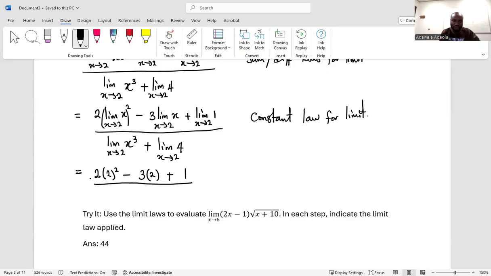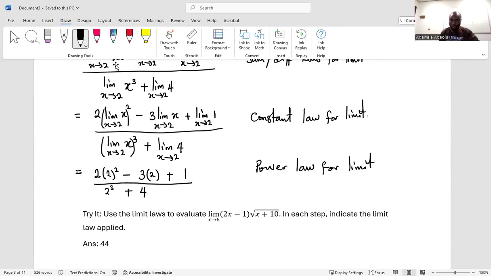Divided by, again, here we are going to be doing the same thing. So there it is 2 raised to power 3 plus, this is a constant function, 4. So the limit of 4 as x goes to 2 is going to be 4. So finally, maybe I should write what I used here. I've used the power law for limits. That is what I used here.